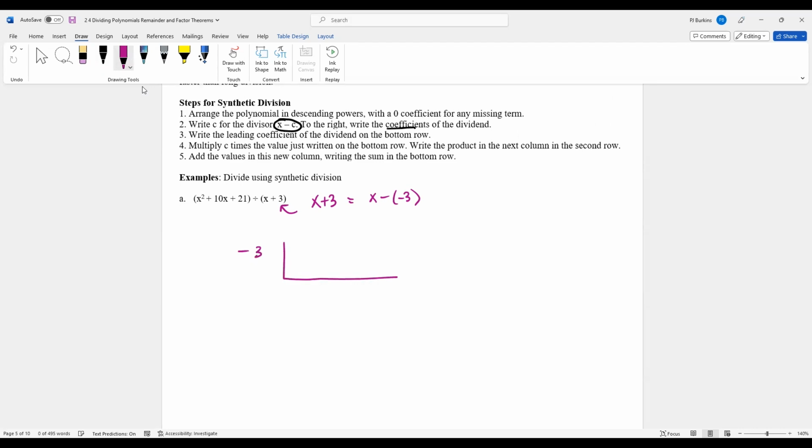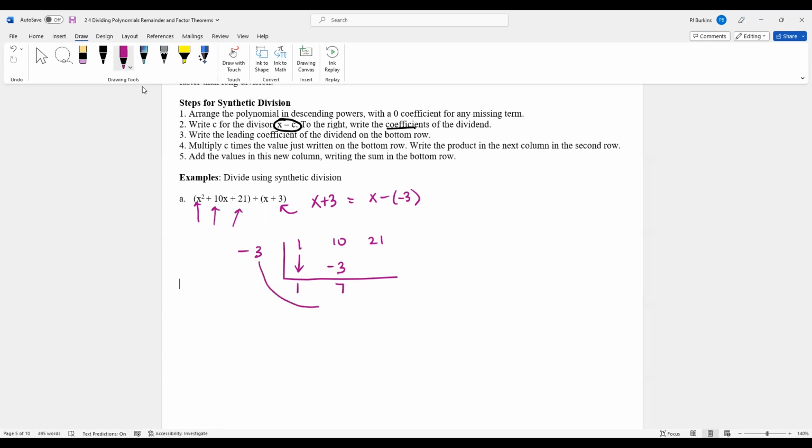Okay. Then I put the coefficients of my dividend. So 1, 10, and 21. You bring the first coefficient down and write it on the outside. You multiply my divisor number, the negative 3, by this 1, and you're going to put it there. So negative 3 times 1 is negative 3. Then you add down the column. 10 minus 3 is 7.